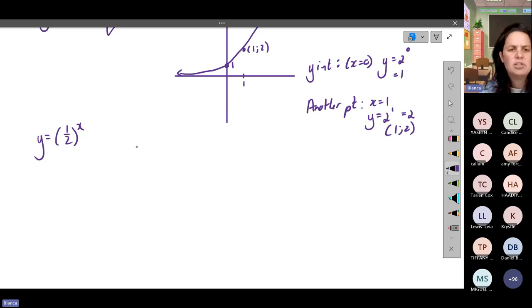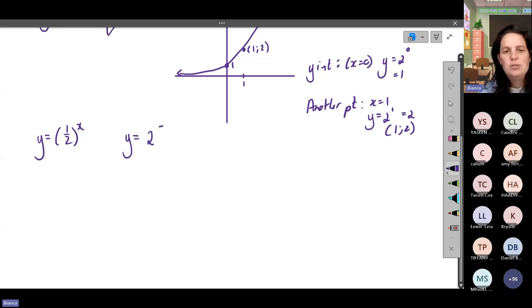I think you can actually type it into the chat, maybe. What is another way to write a half to the power of x in exponential form? Don't say 0.5x. That's correct, but that's not what I'm looking for. What's another way to write this? Another way to write this is 2 to the power of negative x.